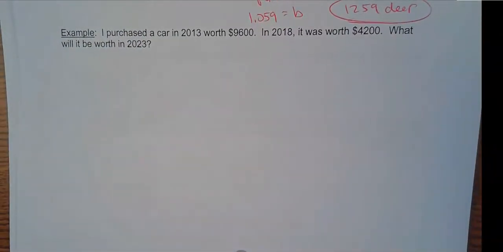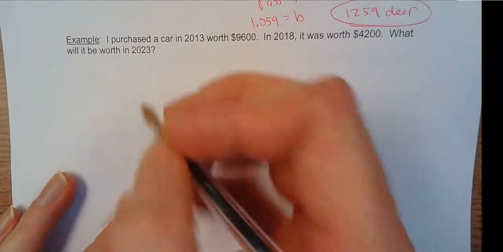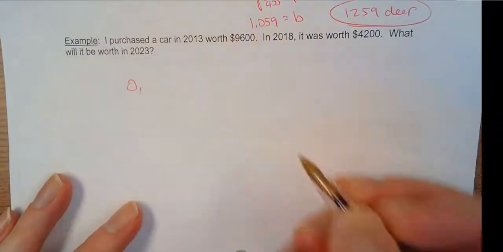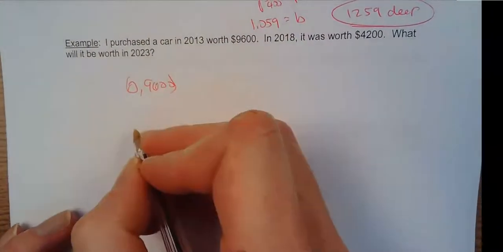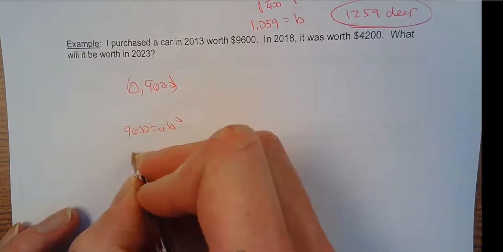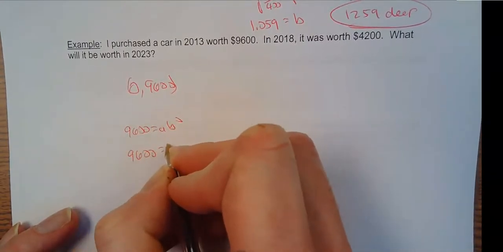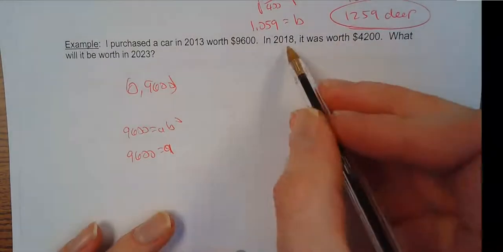I purchased a car in 2013. It's worth $9,600. So we could call year 0, 0, but why not call 2013 year 0? Just make my life a whole lot easier. So we'll just say X is years after 2013. So in year 0, it's worth 9,600. And that allows me to say that 9,600 equals A, B to the 0, which just means 9,600 equals A. Makes my life a whole lot easier.